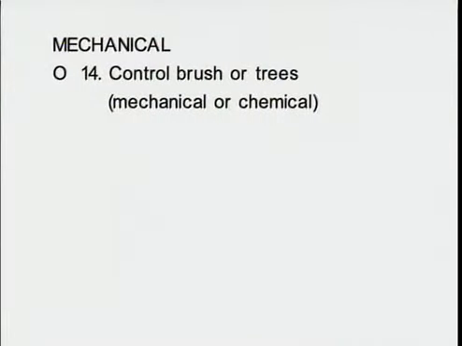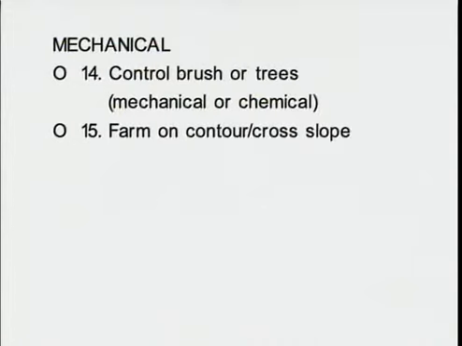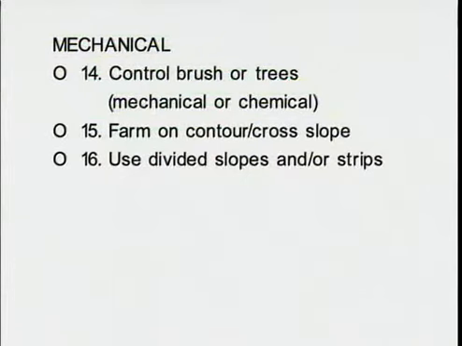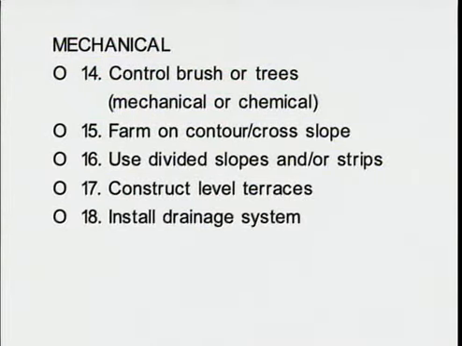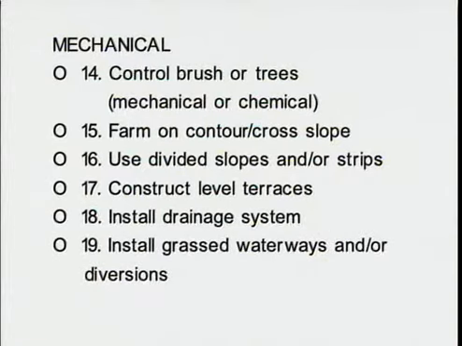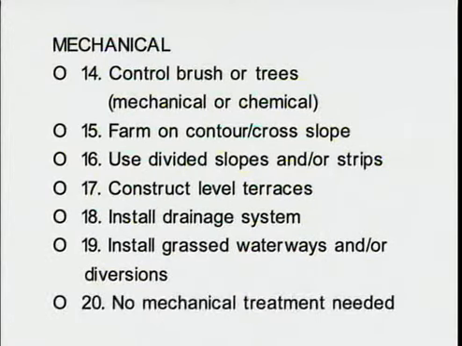Mechanical treatment or treatments are described on page 24 of your land evaluation manual. On page 24, it's talking about item number 14, control brush or trees. Item number 15, farm on the contour or cross slope. 16, use divided slopes or strips. 17, constructing level terraces. 18, install drainage system. 19, install grassed waterways or diversions. Or 20, if none of the above are checked, we have a category there for no mechanical treatment needed.